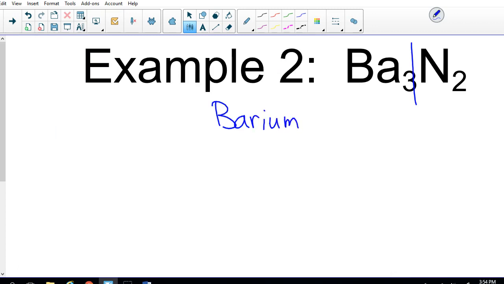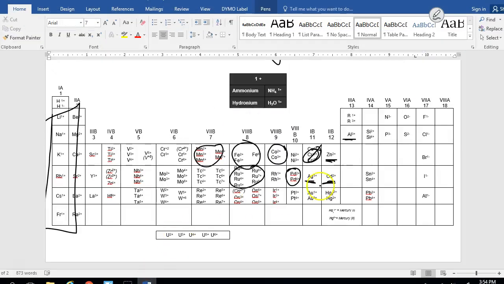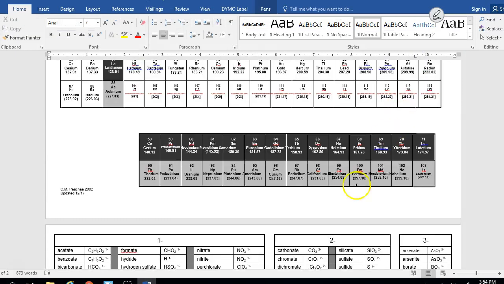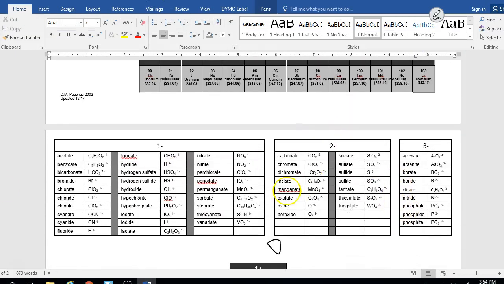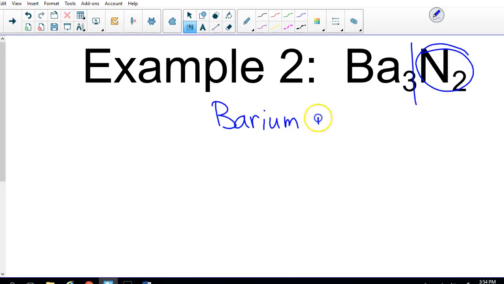Second half, I'm looking for this element combination, so just an N by itself. The number is there because it had to be there to crisscross. So I'm looking for N all by itself. You're always looking for the second part up here, and N all by itself is right here. See, there's no other elements with it, it's just N. So that's nitride. So that would be barium nitride. No Roman numerals because it doesn't have a roommate.